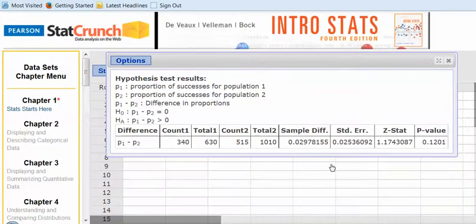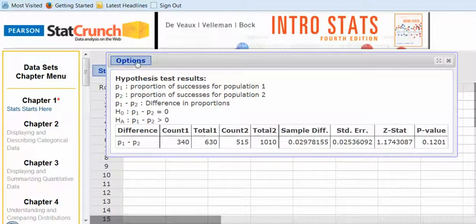And so what do we get? We get a z-score of 1.17 with a p-value of 0.12, and we said to use alpha of 0.05. So in that case, we would fail to reject, and we would say that there was not a significant difference in the poll numbers before and after the announcement of the candidate's extramarital affair.